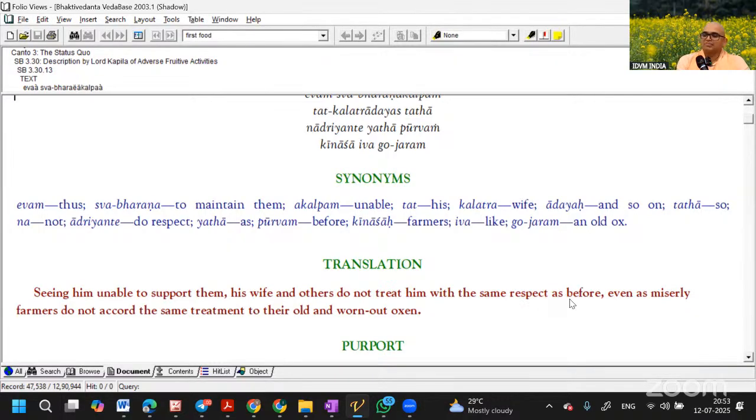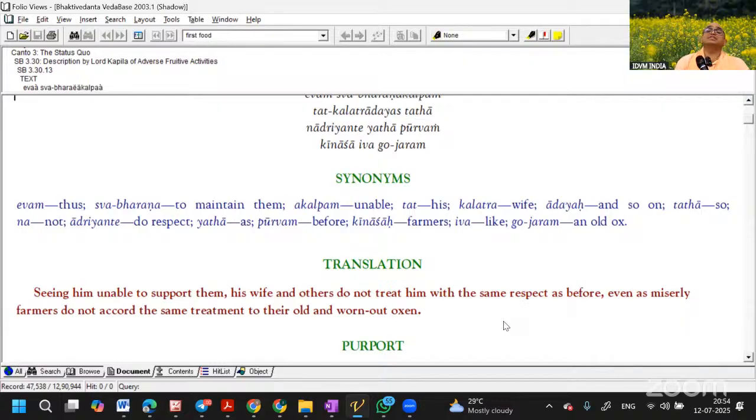With the same respect as before. He will not at all get any respect actually. No respect. He will be like a burden for them actually. Even sometimes they don't give any respect, and it can go to any extent also. Such a failure person. Even as miserly farmers don't accord the same treatment to their old and worn out oxen. So when he is unable in his endeavors to maintain his family, they will treat him like kinasha iva gojaram. How a farmer treats an old bull, like that, they will be treated.